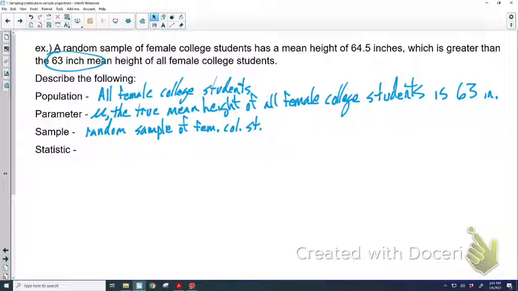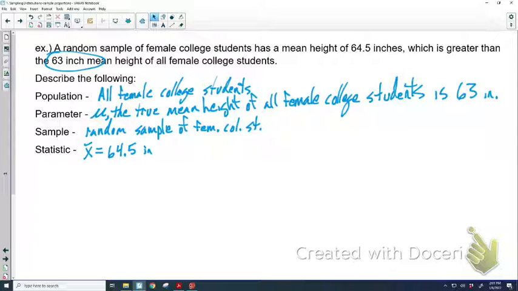And then the statistic, naturally, will be the other number. That one I'm not too picky about using words. I just use symbols. So that's x bar, and it's 64.5 inches. All right, I hope that made sense. Please practice these. There's a couple more of these in the optional assignment.